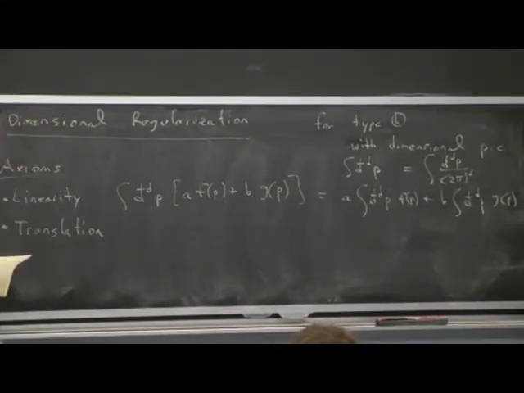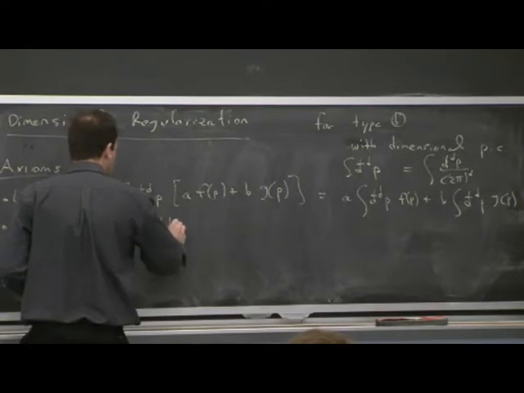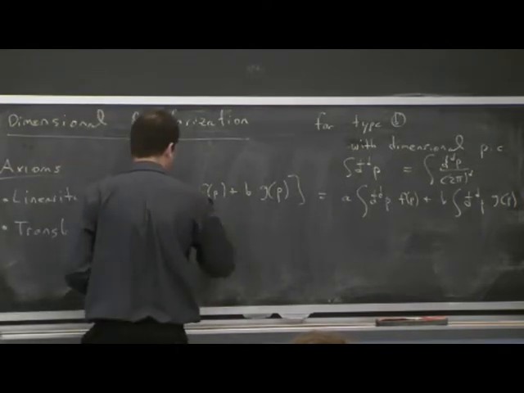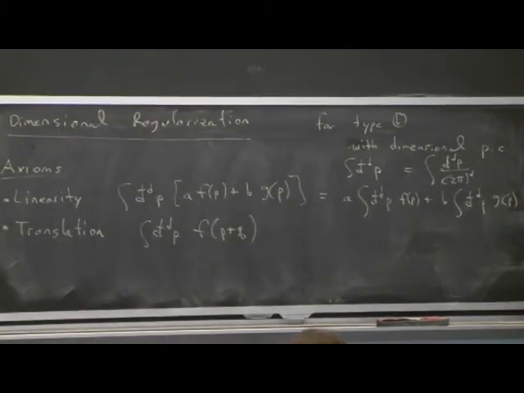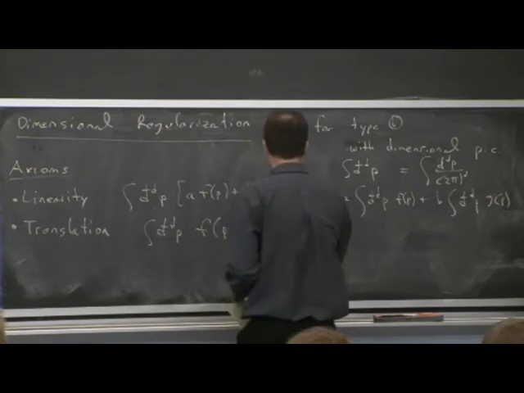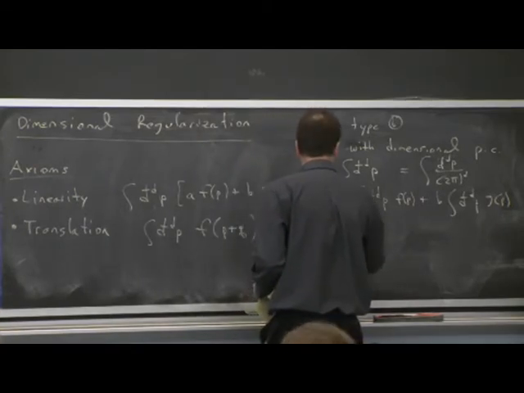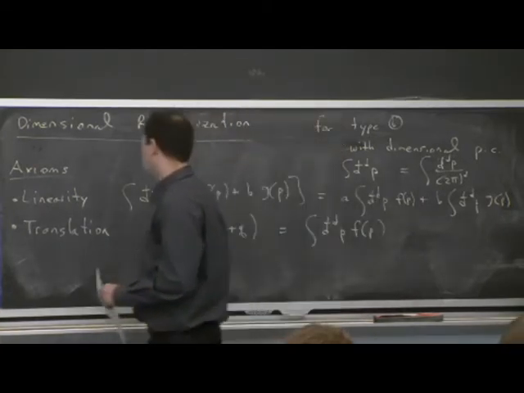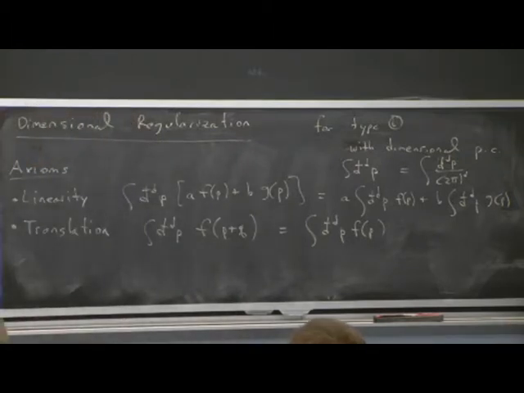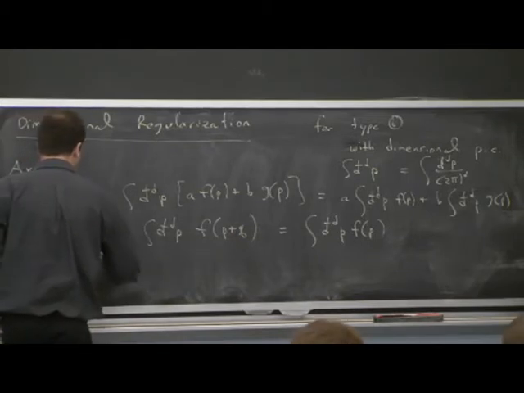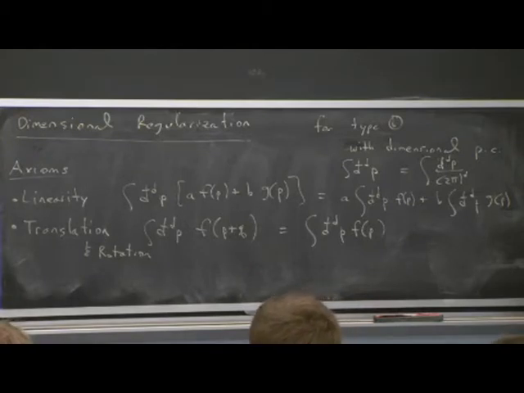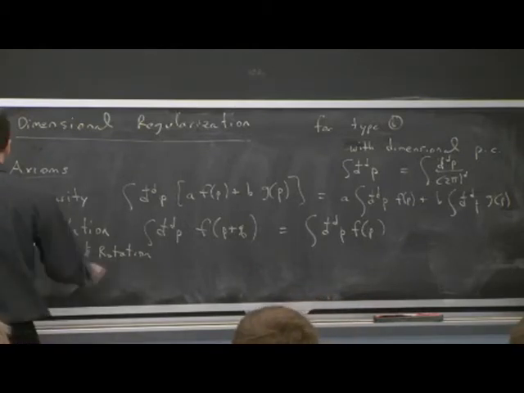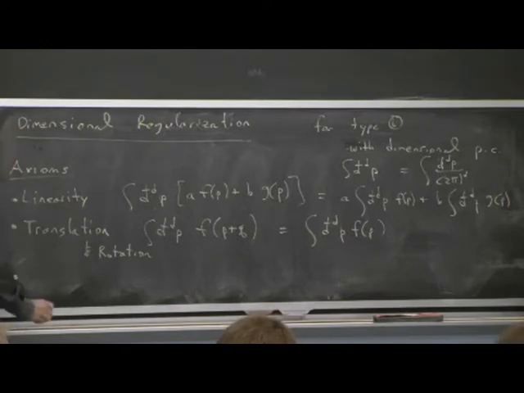The second one is translations, which is more restricting. That says if you have some integral over f, but it's a function of p plus q, where q is some external momentum, I can always shift away the q: p goes to p minus q, and then I just have an integral over p. Along with translations, you can think about having rotations. My whole notation is covariant, so we won't worry so much about rotations in the Lorentz group.